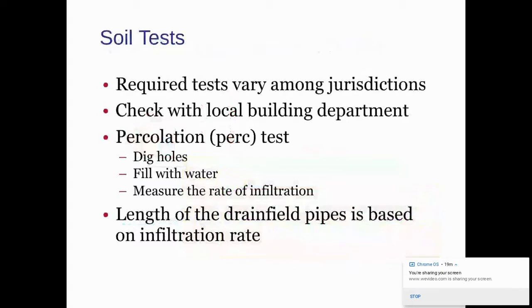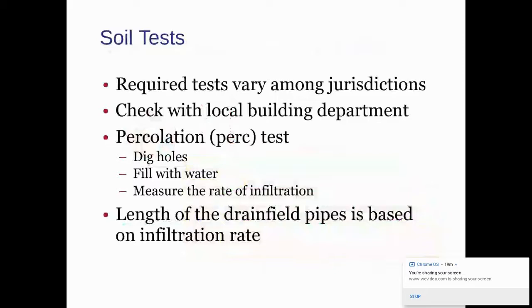In order to install a septic system, you need to test the soil beforehand, check with the local building department, and do a percolation test. A perk test really is just digging a big hole, pumping it full of water, and then measuring it to make sure that the water drains out of that hole fast enough, because if it doesn't drain out fast enough, it will build up and not work. So if you have really clayey soils, it won't work. But if you have nice sandy soils, it will work just fine.